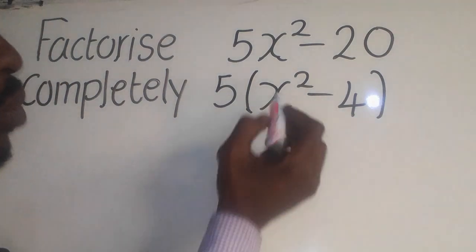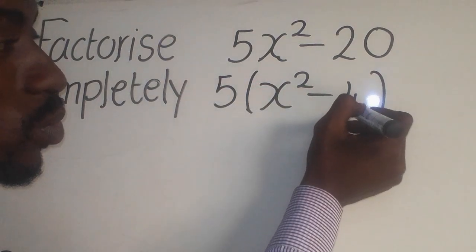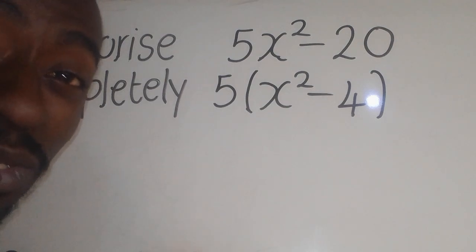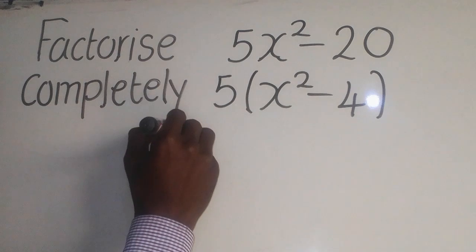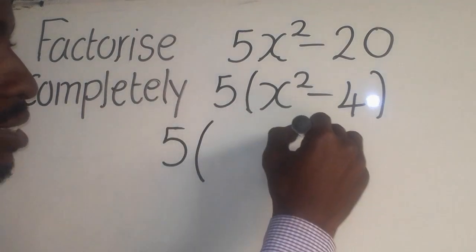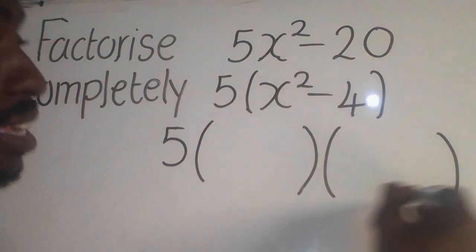Yes. Why so? We can find the square root of x squared. We can also find the square root of 4 there. If that's the case, then we have to use the difference of two squares, which will be like this. This 5 will be written outside like this. You introduce two brackets like this.